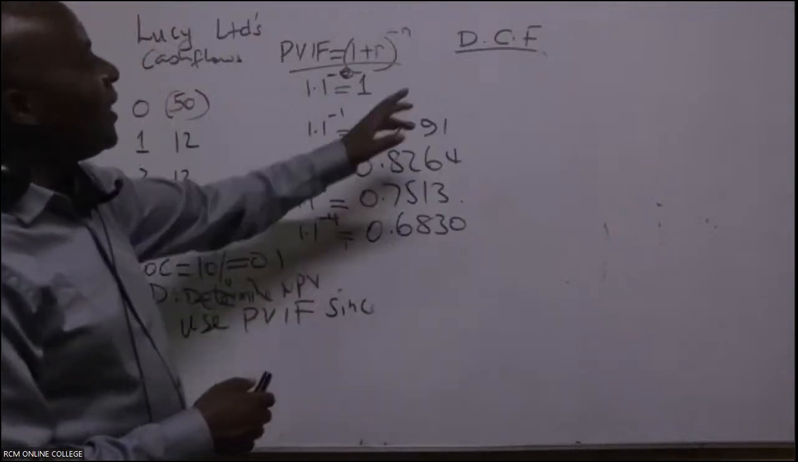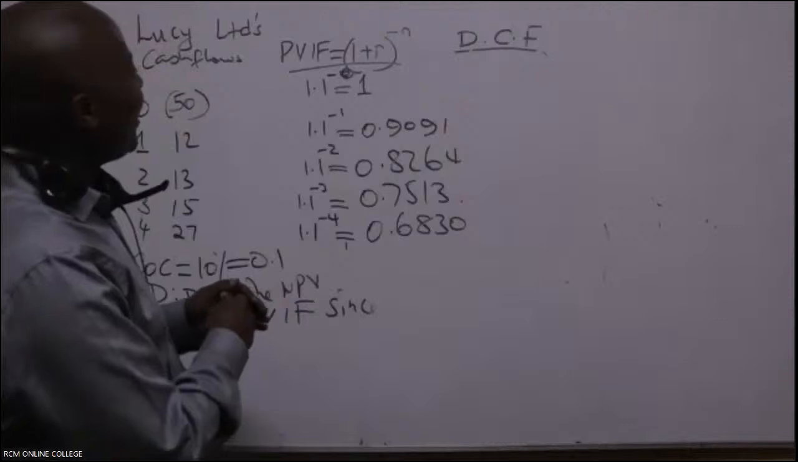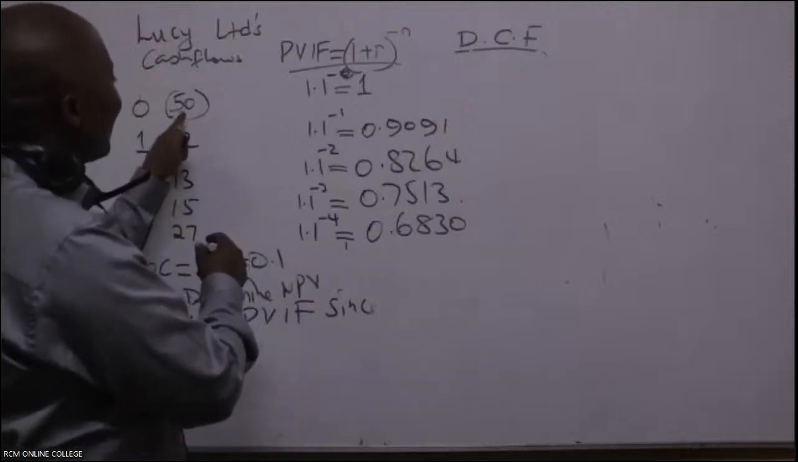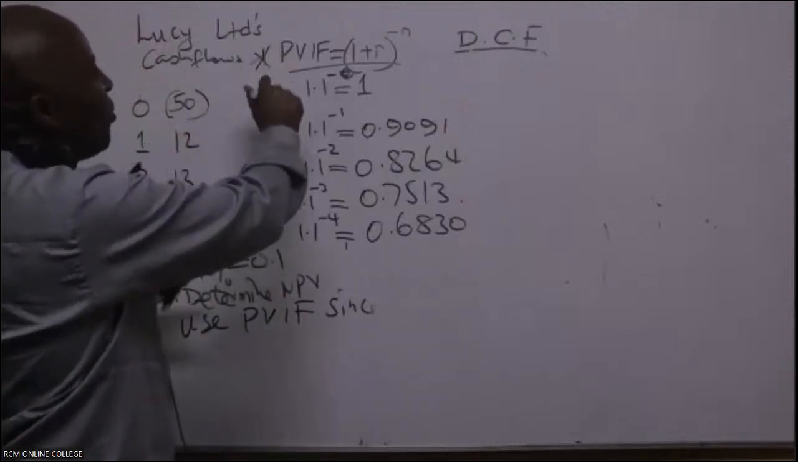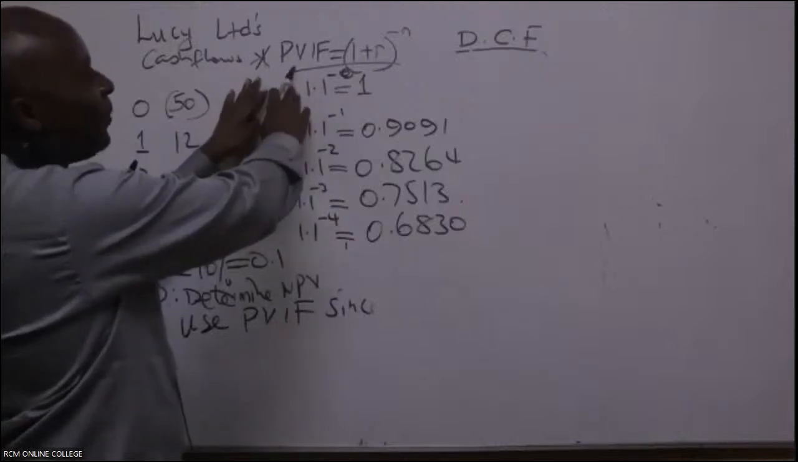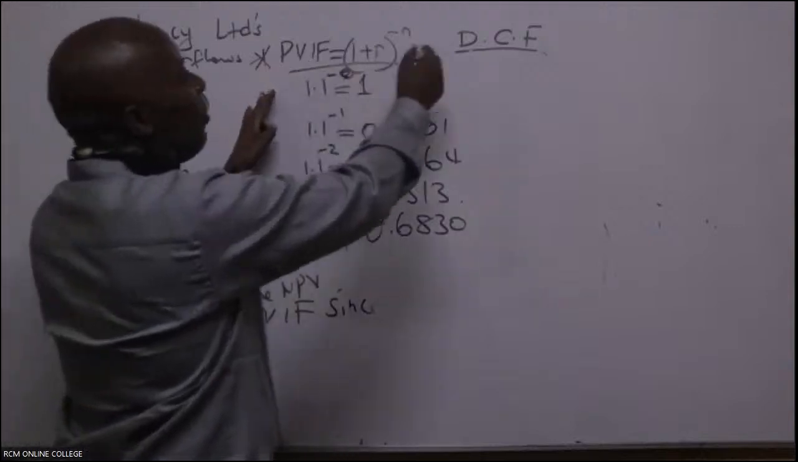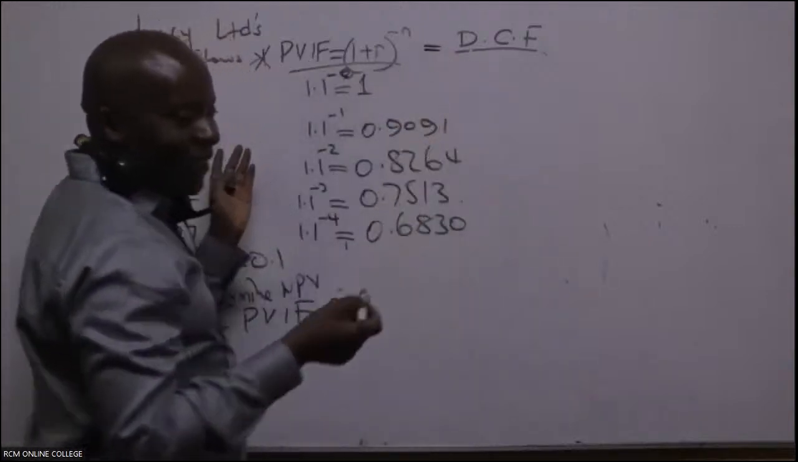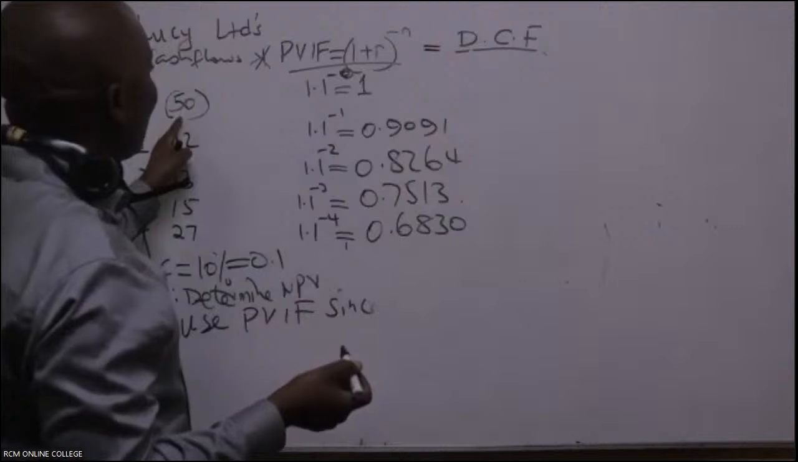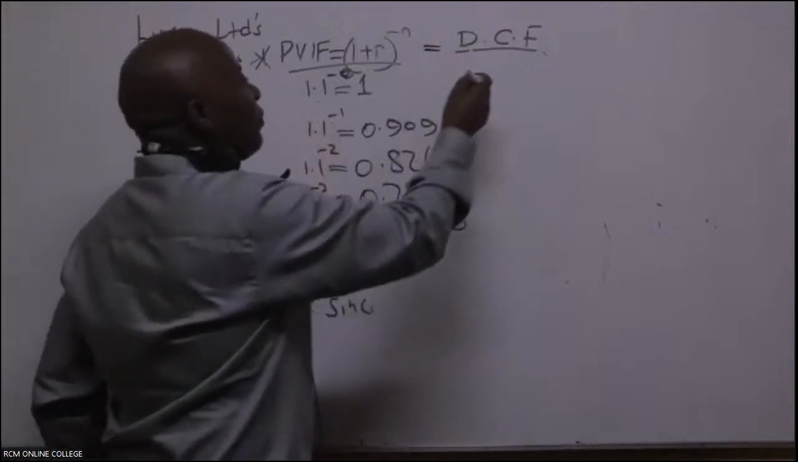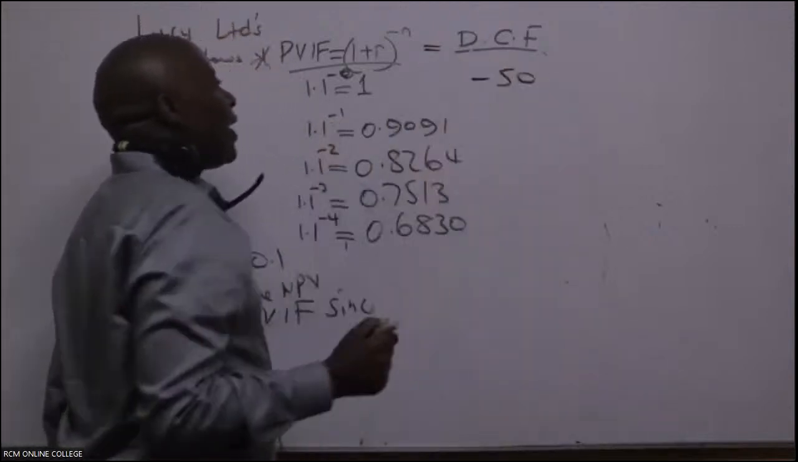So then these are discounted cash flows. How do we get these discounted cash flows? We take the cash flows that we have here and we discount them. We multiply them with this factor. So we take the cash flow times this, and you'll be able to get discounted cash flows. So the first one will be -50 times 1, which is -50.